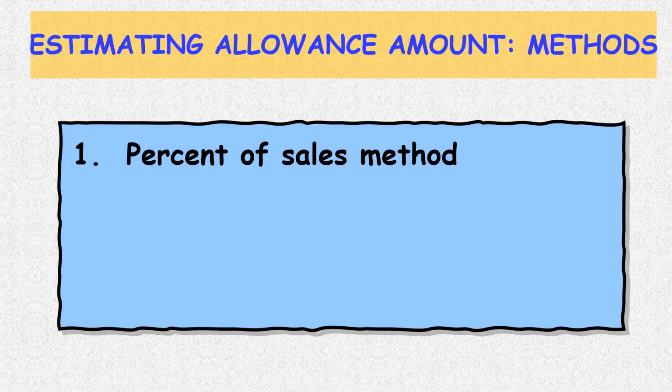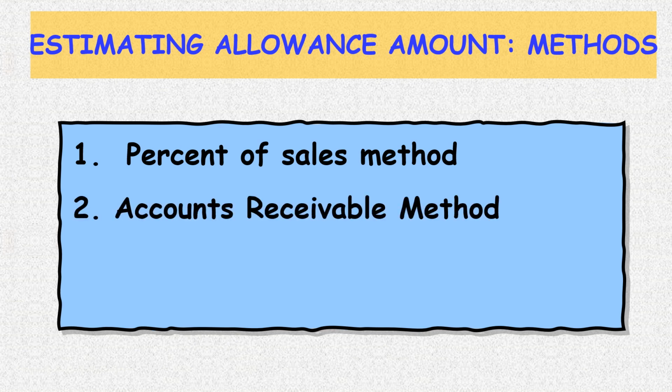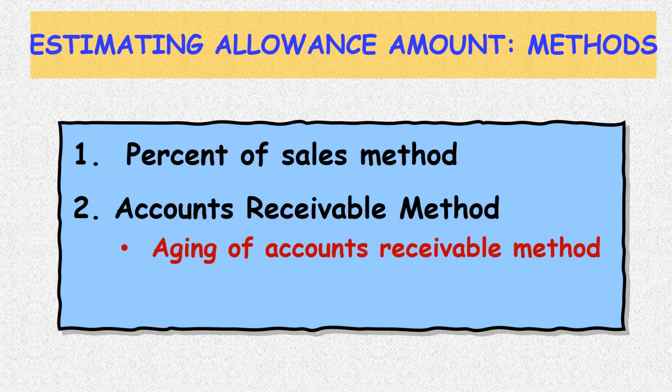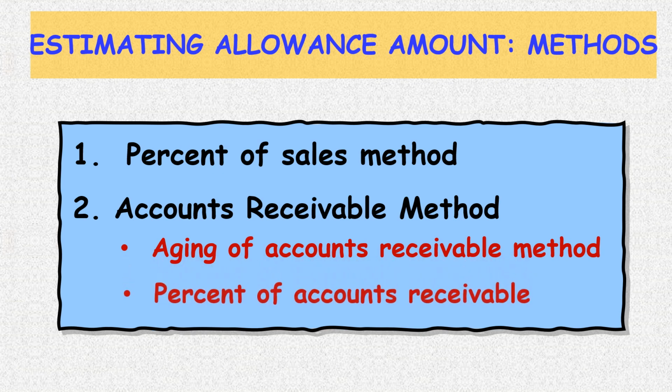Now the first method is the percentage of sales method. Then the second method is the account receivable method, where we use two techniques: the aging of account receivable method and the percentage of account receivable method. Remember, we use these methods to find out the amount of expected non-payment, or in other words, the amount of bad debt. So let's look at each one of them. We will start with the percentage of sales method.